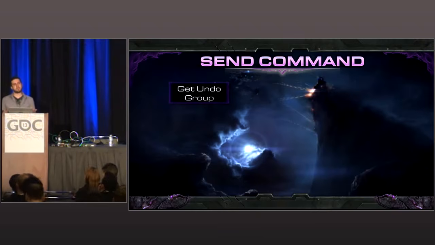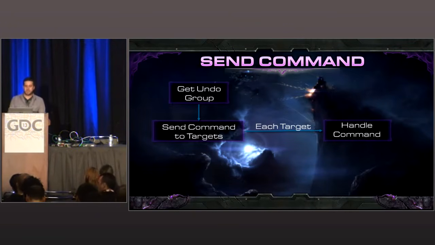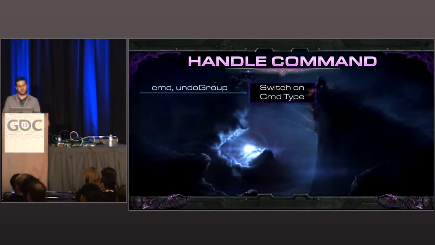OK, so the send command function looks something like this. First thing we do is we get an undo group. And by getting an undo group, it might create a new one or use an existing one, depending on the rule set and the timing and stuff like that. And it takes that undo group, and it sends that and the command to all of the targets based off the target enum that we are trying to send the commands to. And so for each of those targets, we just call handle command, passing in the command and the undo group. So handle command looks something like this. We take the command and the undo group, and first thing we do is we switch on the command type.